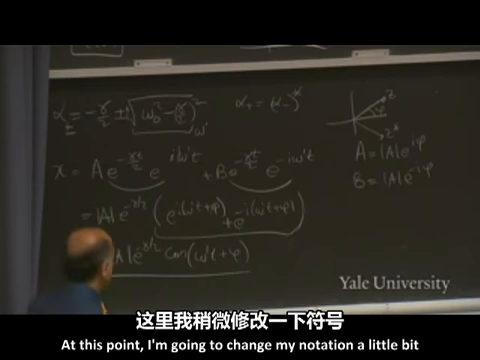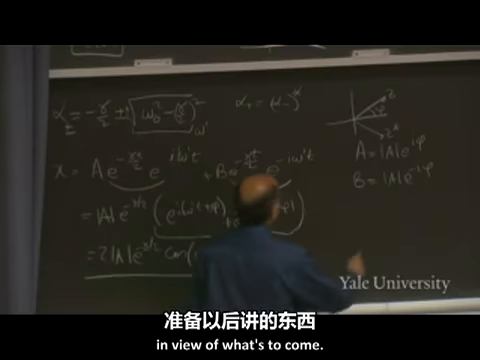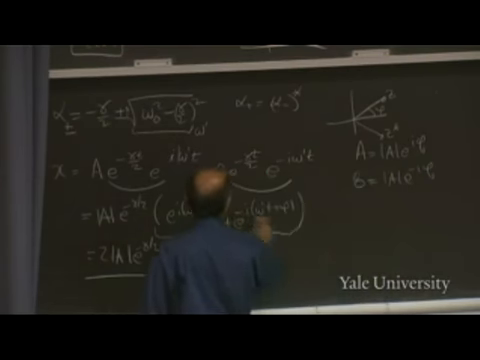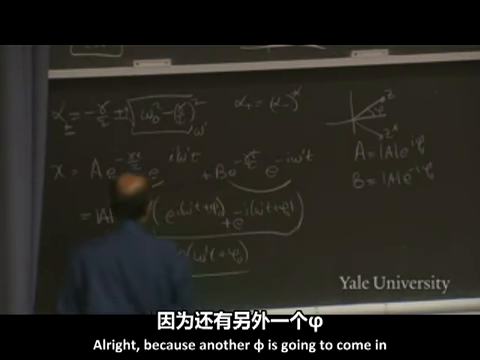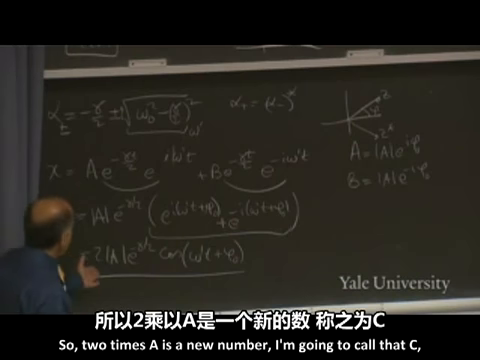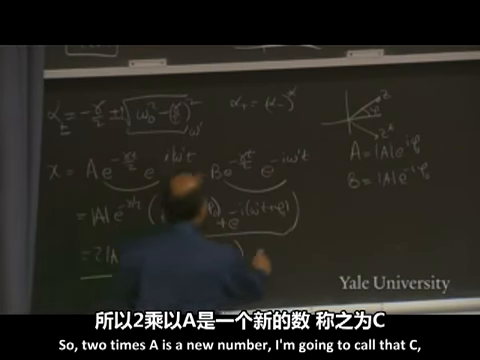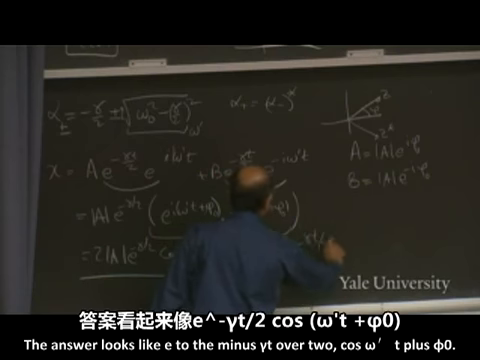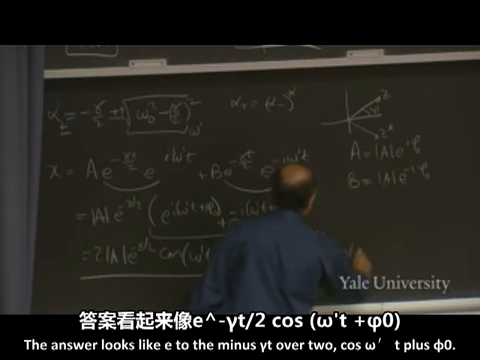At this point, I'm going to change my notation a little bit in view of what's to come. Instead of calling this phi, I'm going to call it phi 0, because another phi is going to come in, and I want to separate those two. So 2 times A is a new number. I'm going to call that C. And this is the bottom line. The answer looks like C e to the minus gamma t over 2 cosine of omega prime t plus phi 0.